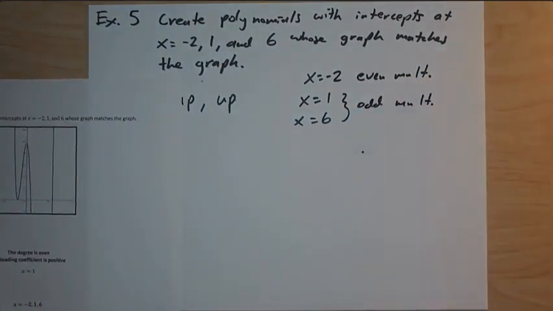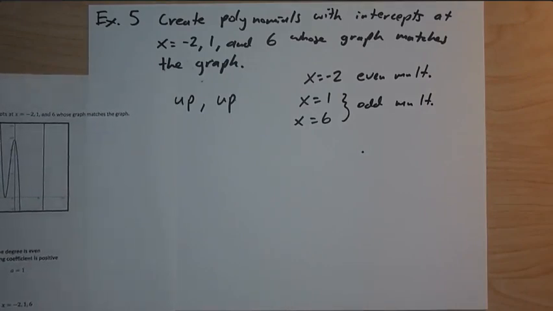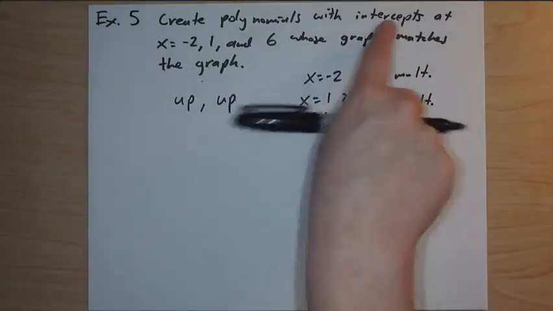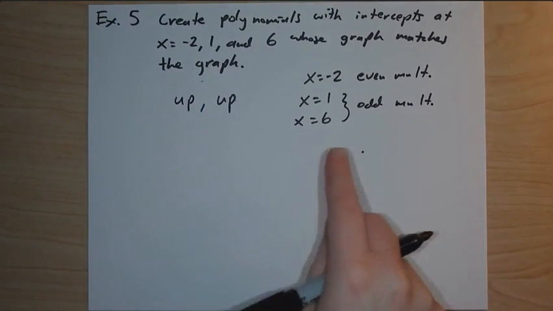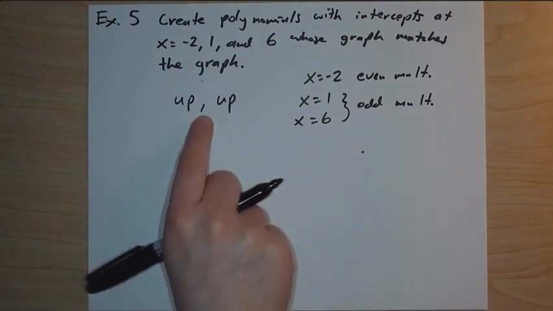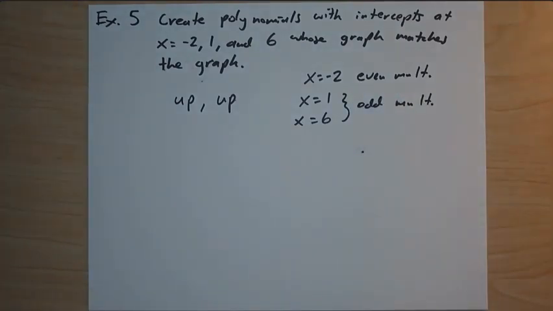So essentially we're going the opposite direction with what we did for examples 1 through 4. We're looking at the graph and then figuring out what the function will look like. So we know that we have intercepts at x equals -2, 1, and 6, and we know this information. Because we know that it goes up, and we have an even multiplicity and odd multiplicity, that means that we're going to have an overall odd degree.